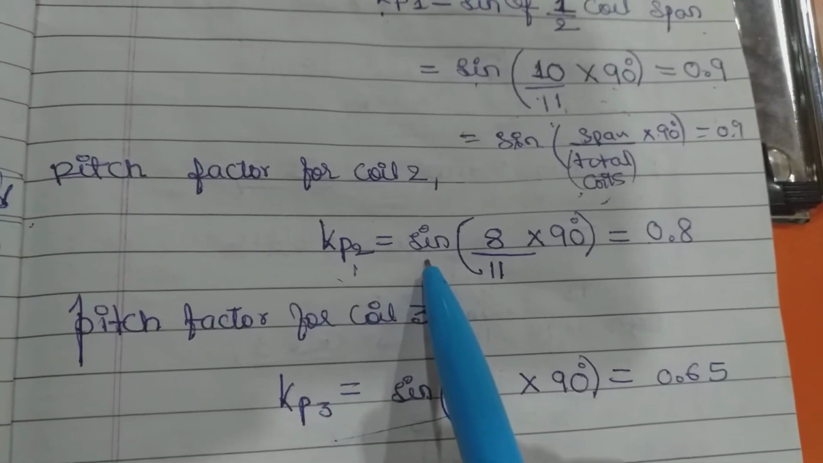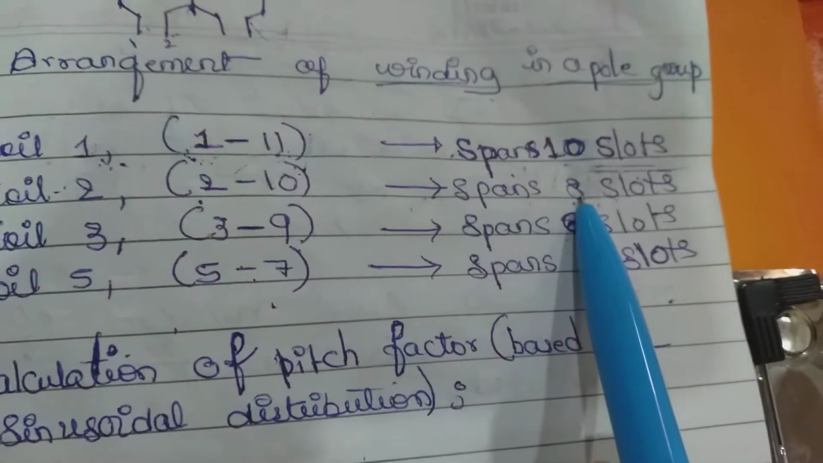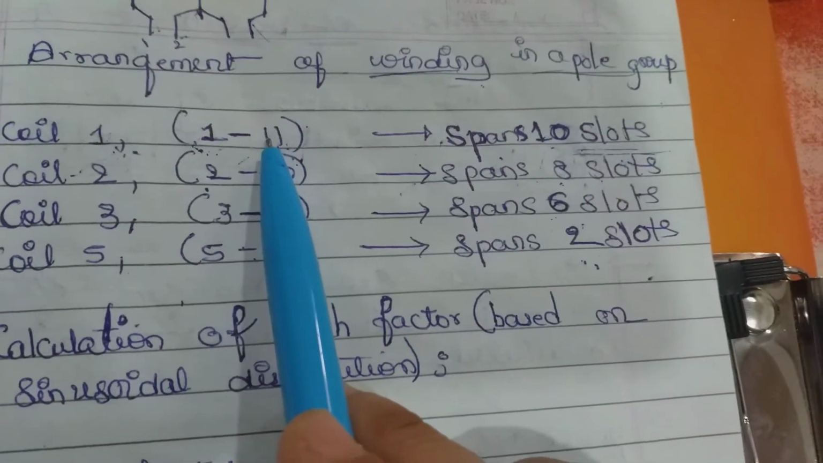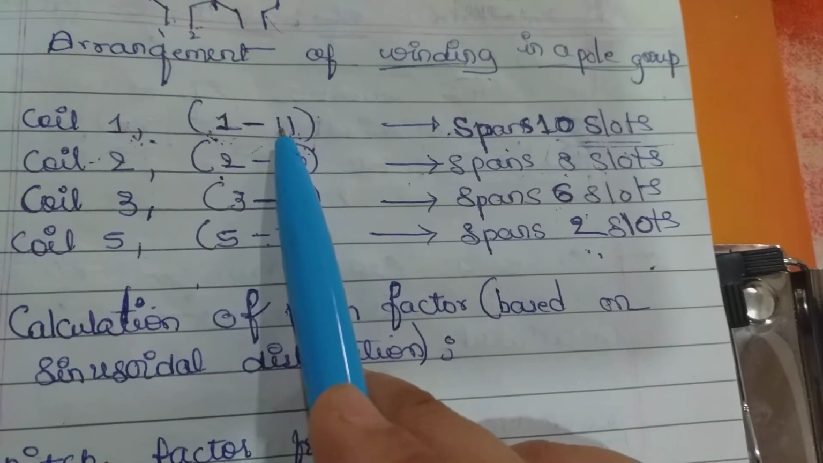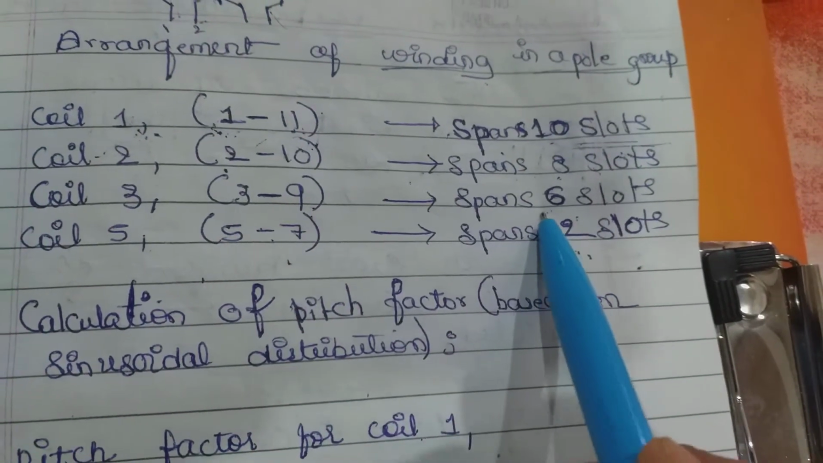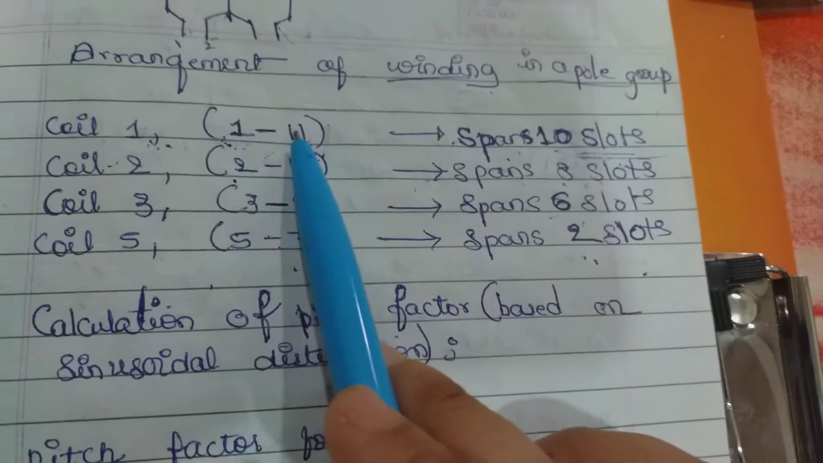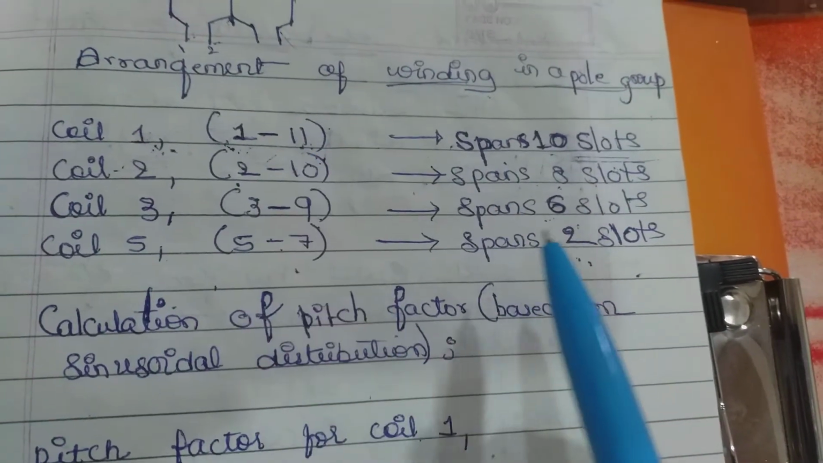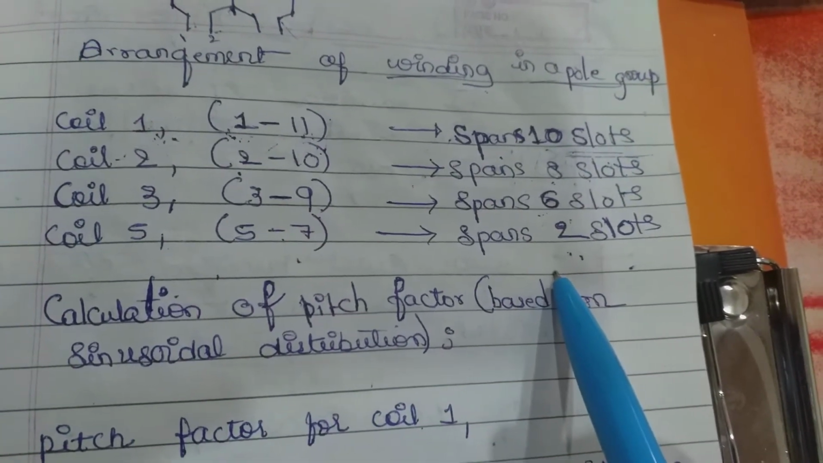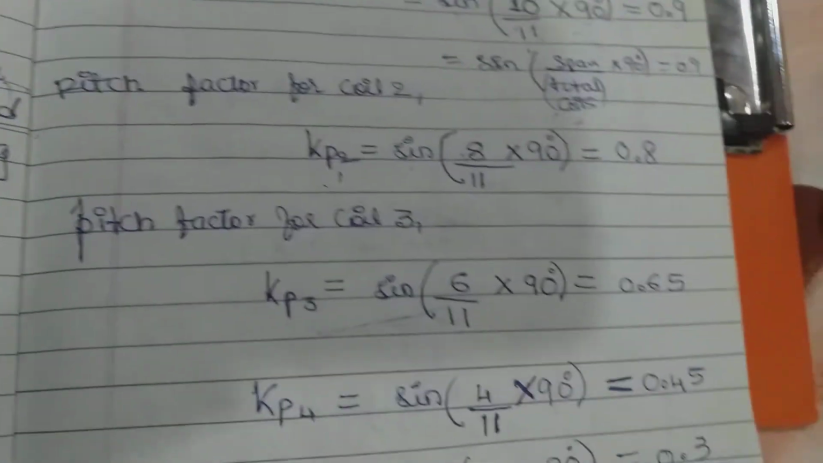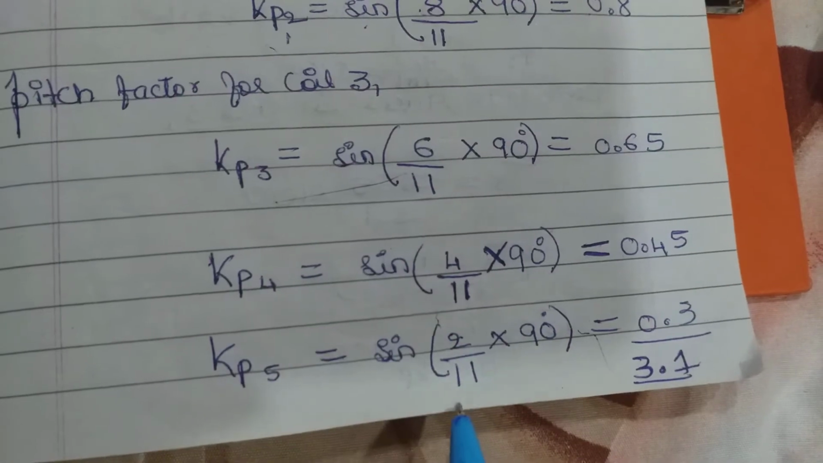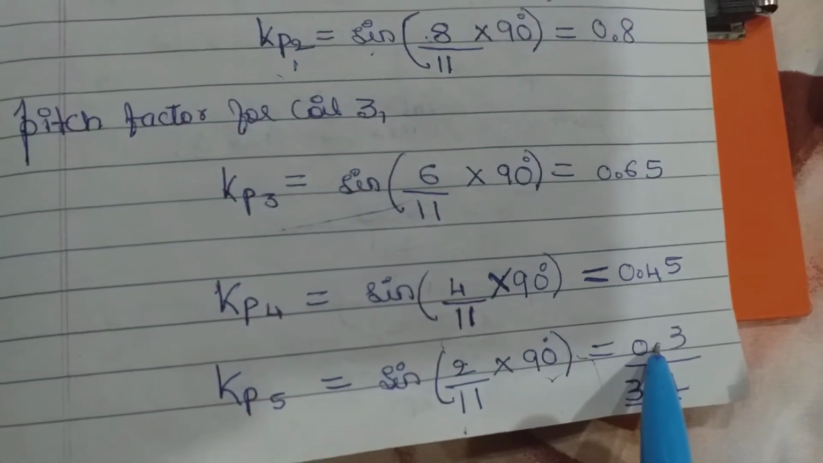Kp2 is equal to sine of span. How many span do we have? Here 8. 8 divided by total coils, how many do we have? 11, into 90 degrees, that is Kp2. Kp3 will be 6, total coils 11, into 90 degrees. Now Kp4 will be how much? Kp4 will be 2 divided by 11 into 90 degrees, that is 0.3.